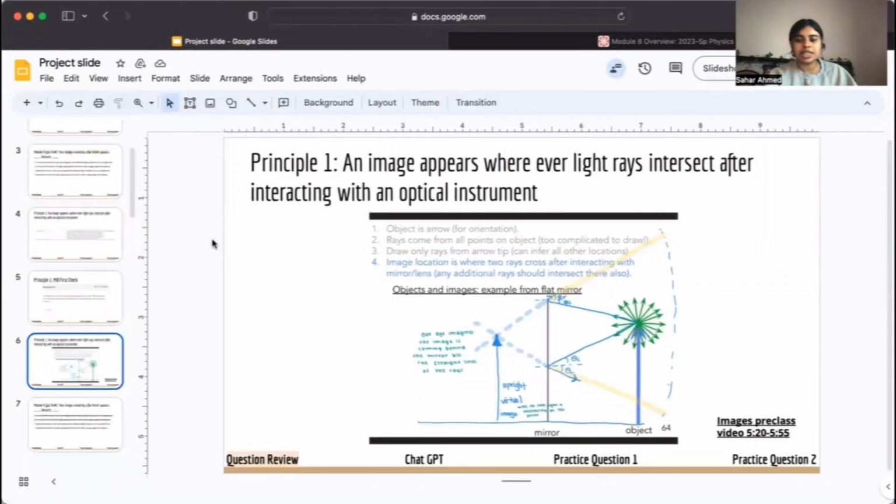And this practice example is done to show the path of light rays as they leave the object, so the arrow, and then reflect off the mirror. So it shows us that the image is located behind the mirror because the reflected rays continue straight and seem to interact behind the mirror, as there are no real light rays interacting in front of the mirror.